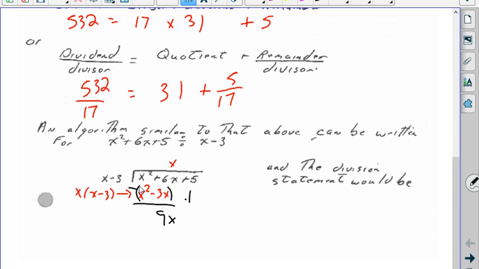Now I'm going to bring down my 5, because I have to deal with it. Now I want to know how many times x minus 3 goes into 9x plus 5. Well, I only really care about how many times an x goes into 9x. Nine times. So this next line is going to be 9 times x minus 3.